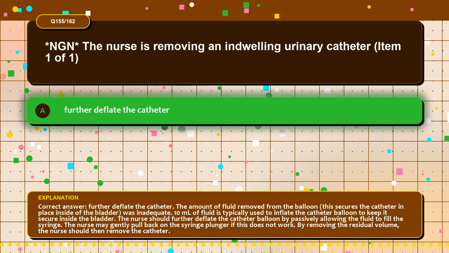The amount of fluid removed from the balloon that secures the catheter in place inside of the bladder was inadequate. 10 ml of fluid is typically used to inflate the catheter balloon to keep it secure inside the bladder. The nurse should further deflate the catheter balloon by passively allowing the fluid to fill the syringe. The nurse may gently pull back on the syringe plunger if this does not work. By removing the residual volume, the nurse should then remove the catheter.